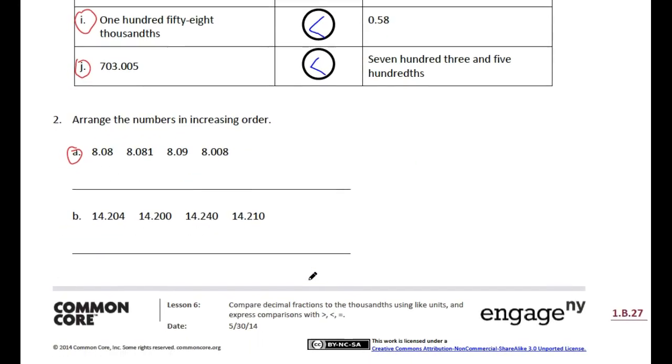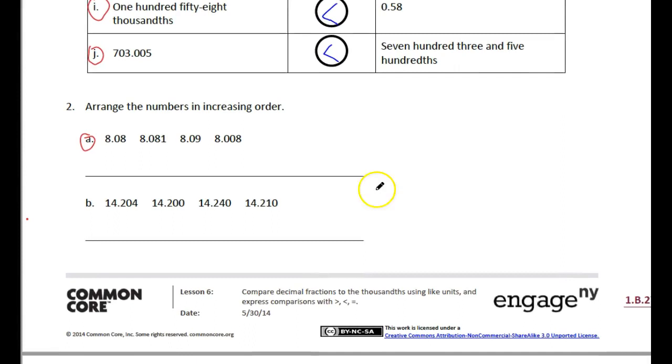The next one we're looking at is arranging them in increasing order. If it's increasing in order, it means you start with the small.